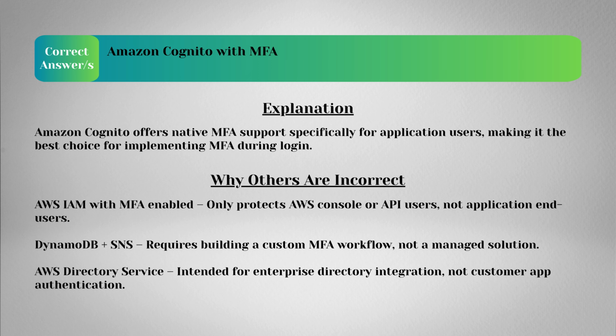Explanation: Amazon Cognito offers native multi-factor authentication support specifically for application users, making it the best choice for implementing MFA during login. Why others are incorrect? AWS IAM with MFA enabled only protects AWS console or API users, not application end users. DynamoDB plus SNS requires building a custom MFA workflow, not a managed solution. AWS Directory Service is intended for enterprise directory integration, not customer app authentication.